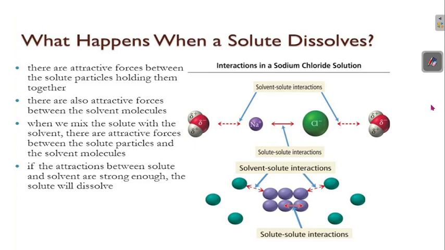Now, there are attractive forces between the solute particles holding them together. So here you have table salt, sodium chloride. Between them, there are attracting forces. There are ions, positive and negative, that attract one another, keeping them together to form that ionic compound.